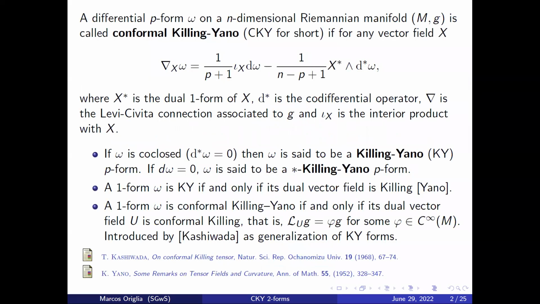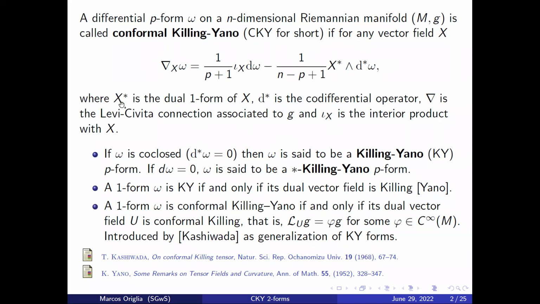So let me recall what a conformal Killing p-form is. Let (M, g) be a Riemannian manifold. Then ω will denote a p-form which is called conformal Killing, or conformal Killing-Yano, and I will denote it by CKY, if it satisfies this equation. I don't know if everyone knows about this, but this is a kind of combination between dω and the codifferential of ω up to some factor.